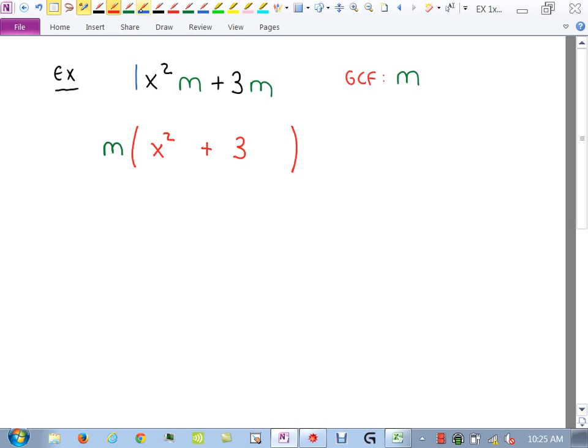You don't. The 1 would actually be sitting right there next to the x squared. So we don't need it because m times x squared, when we do that multiplication, m times x squared is still x squared m, which brings us back up to the top left.